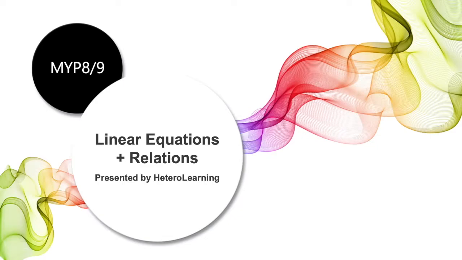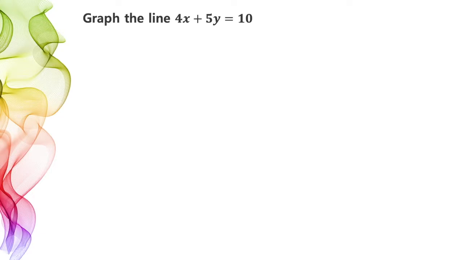Today we will be looking into something slightly different with linear equations and relations. Our first problem is about graphing. It asks us to graph the line 4x plus 5y is equal to 10. We realize that at the moment the equation given is not in slope-intercept form, so we have to transform it. To review, slope-intercept form is when an equation is in y equals mx plus b form.